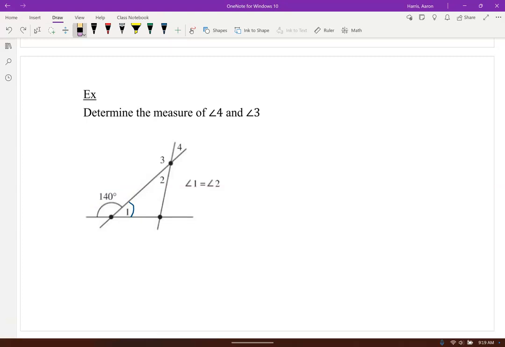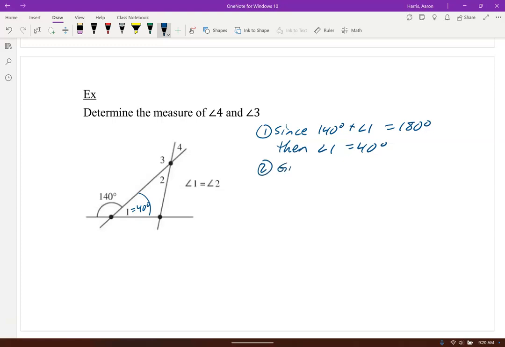So angle 1, since 140 degrees plus angle 1 equal 180, they're supplementary, then angle 1 must be 40 degrees. So let's go ahead and write in the 40 degrees. That's that angle right there. And then given, they tell us angle 1 equals angle 2, so angle 2 is also 40 degrees. So let's put 40 degrees right there where angle 2 is.